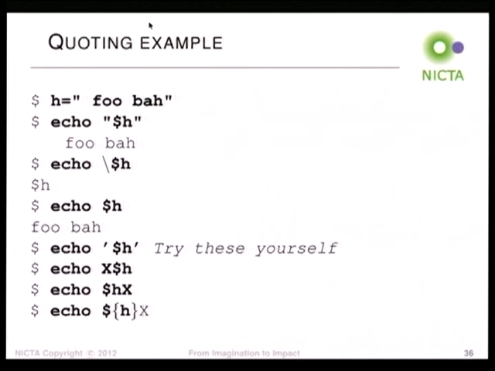This one's interesting. It shows the use of the braces. $HX is a separate variable, so if you want to put X on the end of your $H, then you've got to use the braces. And again, you can put double quotes around there to preserve the white space. You can choose whether you put the double quotes there and there, or there and there. It doesn't make any difference in this case.